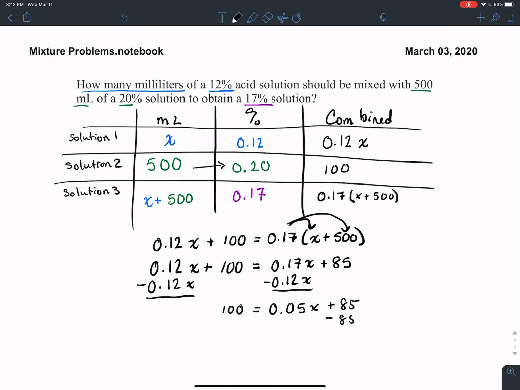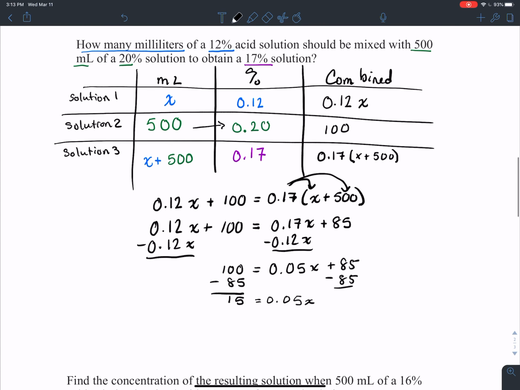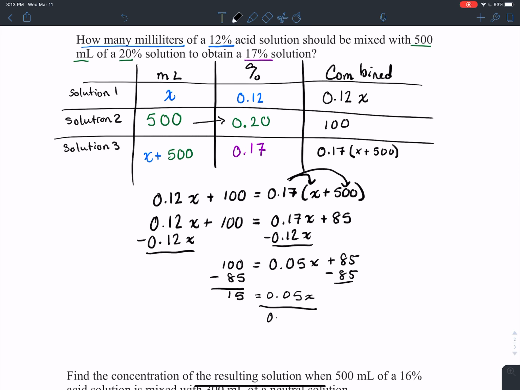I'm going to undo my addition with subtraction. That gives me 15 equals 0.05x. And I'm going to undo that multiplication with division. That gives me that 300 equals x. If I look back up at what x was, it was the milliliters of solution 1. So we need 300 milliliters of the 12% acid solution.